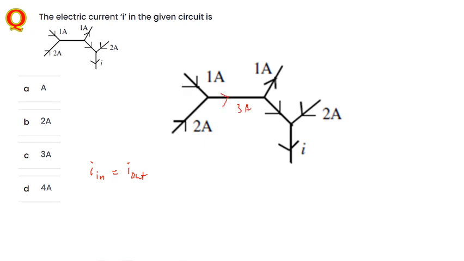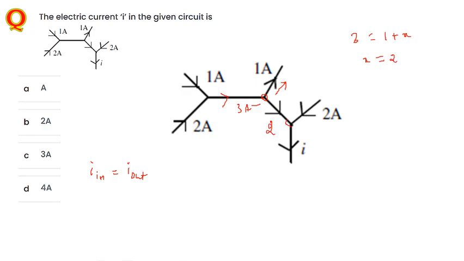Now a similar concept here. In this junction, 3 ampere of current is entering here, and out of the 3 amperes, 1 ampere current is exiting out. This one I just mentioned as X. So X is equal to 3 minus 1, that is 2. So what you are going to have here is 2 ampere of current.